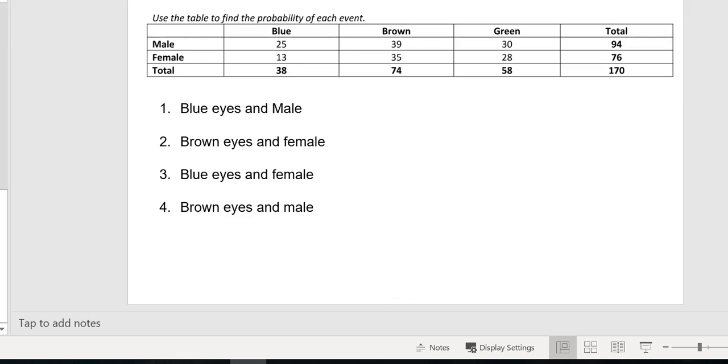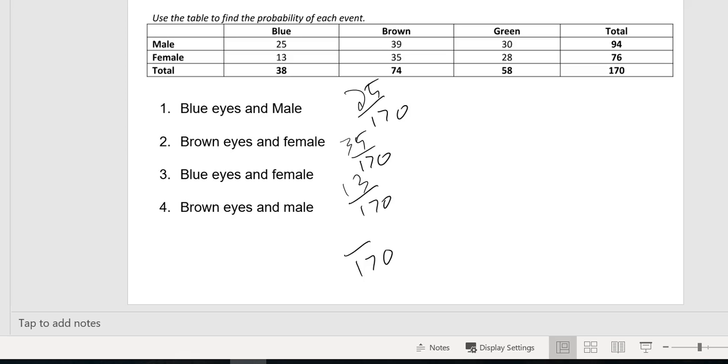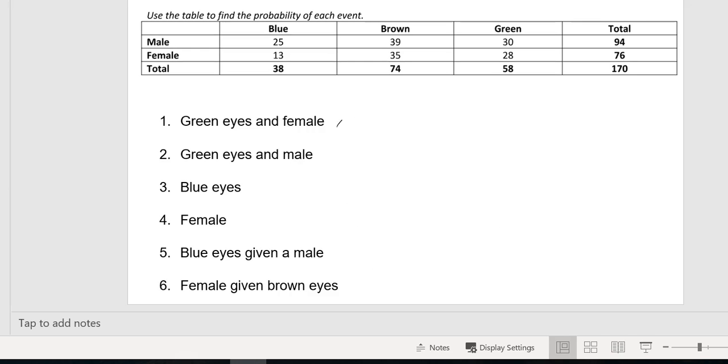How many blue-eyed males? So every single one of these is over 170. There are no given problems. So how many blue-eyed males? Blue-eyed males is 25. Brown-eyed females, 35. Blue-eyed females, 13. Brown-eyed males, 39. Alright, green-eyed males. So this is 170, this is 170, this is 170, and this is 170. These are not because of the word given there.